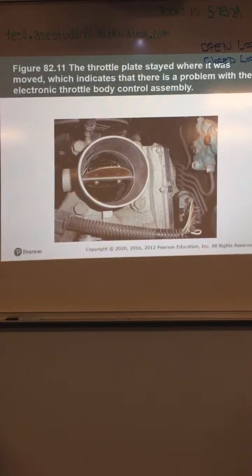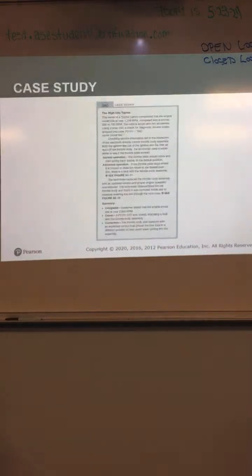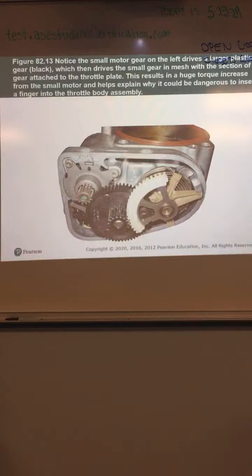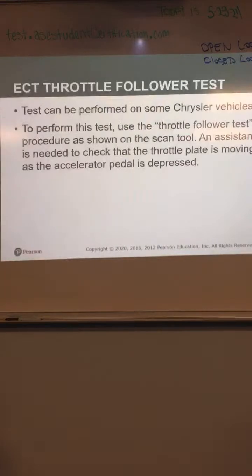In this particular image, it says the throttle plate stayed where it was moved, indicating there's a problem with the electronic throttle body. As you can see, they're not supposed to stay where you move them. It will return when you let go of it. We took that apart once earlier and looked at it.